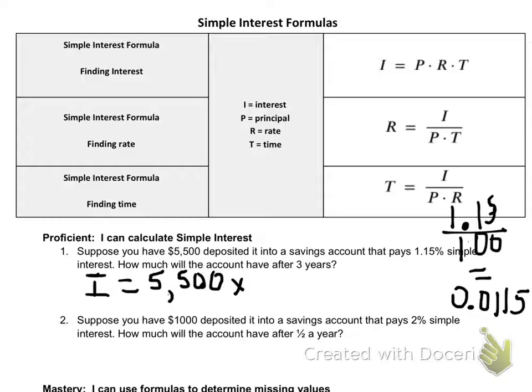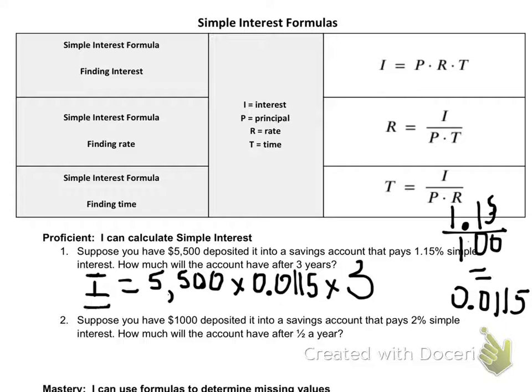So times 0.0115. Last but not least, we are going to multiply it by T for time. Remember, we're talking about time in years, and so here we go. We are doing 3 years.